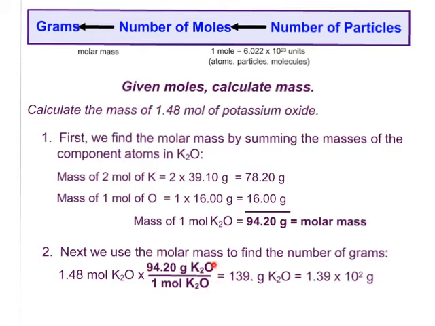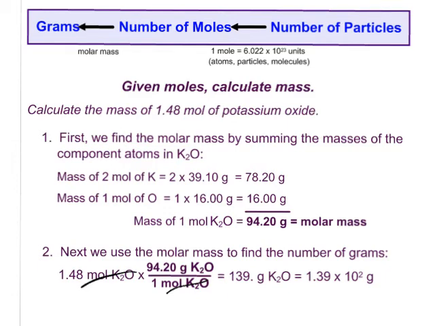So we use this molar mass as the conversion unit to then determine the number of grams. And my moles of potassium oxide cancel out, and I'm left with the number of grams. Notice I wrote this number like this because I'm limited by 3 sig figs. It's my limiting number of significant figures, and I'm multiplying.